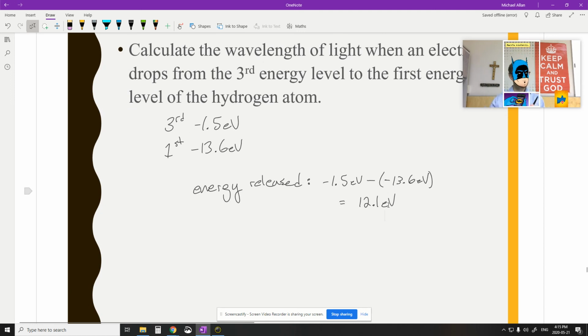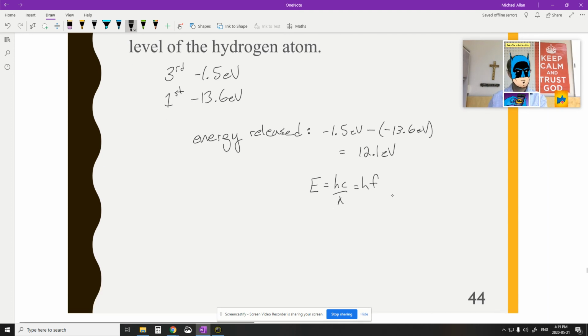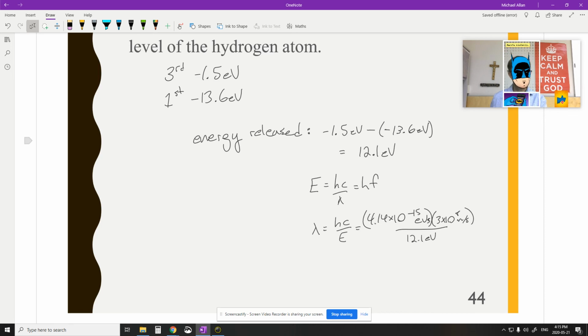Now, how is it going to help us find the wavelength? Well, we're going to have to go back to Planck's formula that says, well, actually it says hf, but we can use hc over lambda to help us on this one. So lambda, our wavelength, is equal to hc over the energy. And because I'm in electron volts, I'm going to use 4.14 times 10 to the negative 15 electron volt seconds times the speed of light, divided by my energy, 12.1 electron volts.